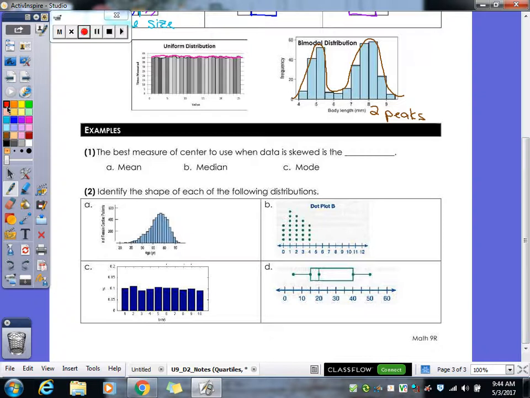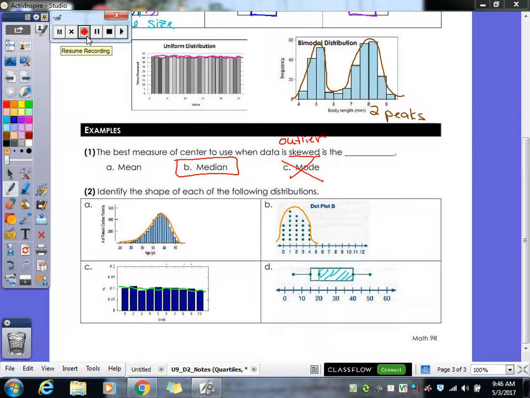So let's take a look at our examples down here. The best measure of center to use when your data is skewed is the mean, median, or mode. It's never your mode. If it's skewed, that means you most likely have an outlier. So which one was our best measure of center if you have an outlier? Median. Your mean is affected greatly if you have an outlier, so that's why we always go with your median in that case. So what I want you to do is take a minute, look at these four graphs down here, see if you can figure out whether it's symmetric, skewed right, skewed left, uniform, or bimodal.